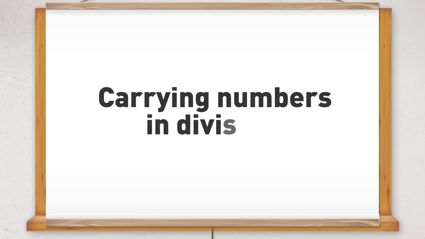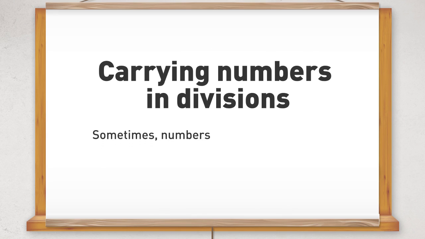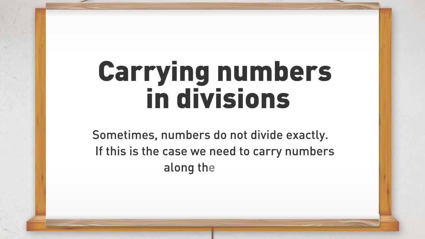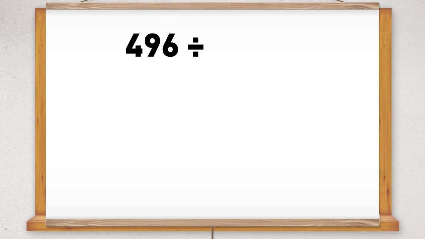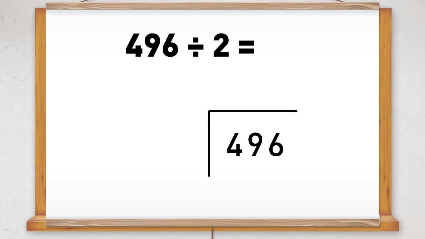Carrying numbers in divisions. Sometimes numbers do not divide exactly. If this is the case, we need to carry numbers along the columns. For example, 496 divided by 2. The number we are dividing is 496, so this goes underneath the answer line. The number we are dividing by is 2, so this goes outside.